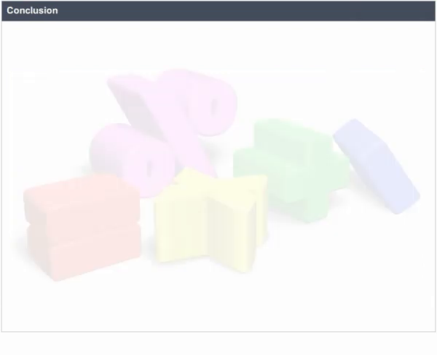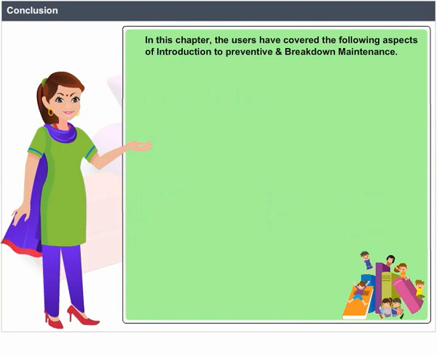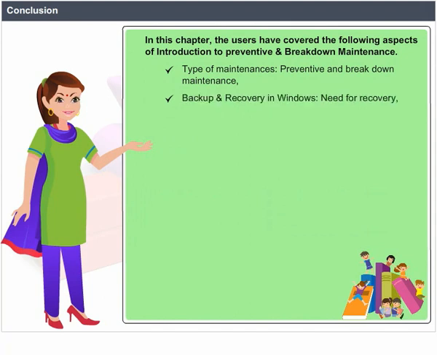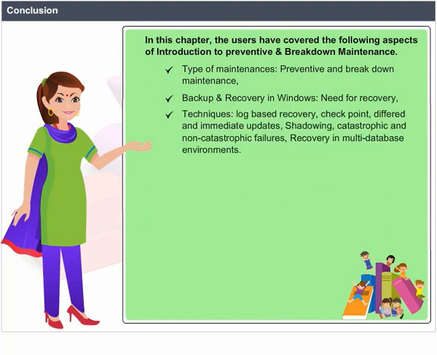Conclusion. In this chapter, the users have covered the following aspects of introduction to preventive and breakdown maintenance. Types of maintenance, preventive and breakdown maintenance, backup and recovery in Windows, need for recovery, techniques, log-based recovery, checkpoint, deferred and immediate updates, shadowing, catastrophic and non-catastrophic failures, recovery in multi-database environments.